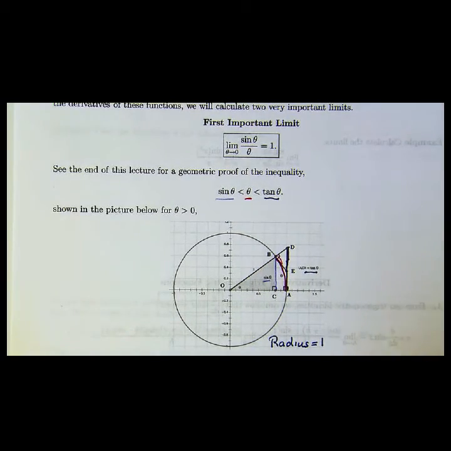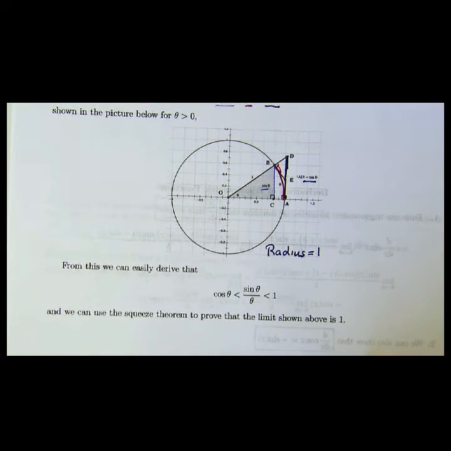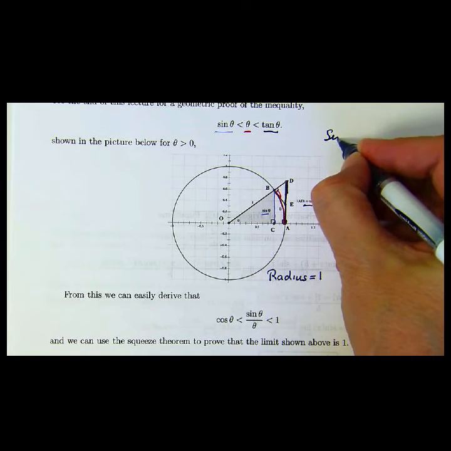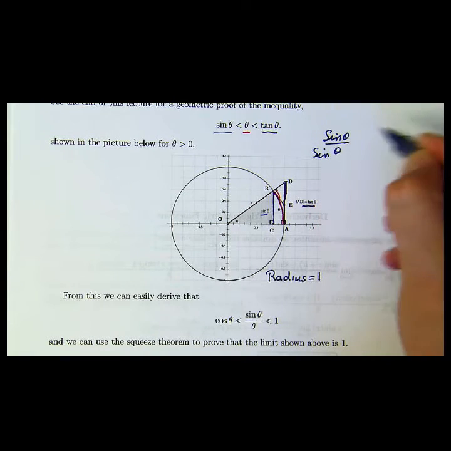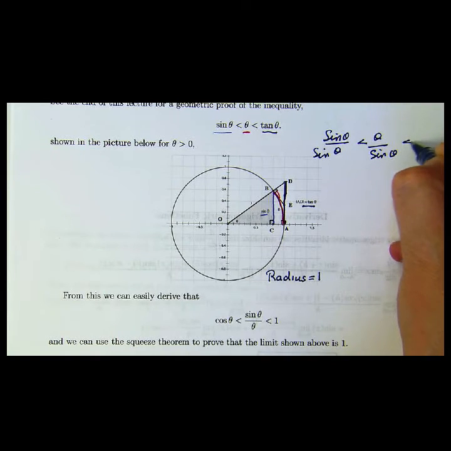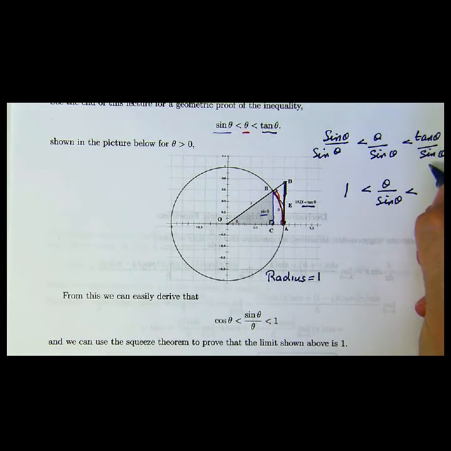And now we're going to use the squeeze theorem to find our limit. First of all, we're going to divide across by sine theta here. So we have sine of theta over sine theta is less than theta over sine theta, which is less than tangent of theta over sine theta. And of course this means that 1 is less than theta over sine theta, which is less than sine over cosine over sine theta, which is 1 over cosine of theta.